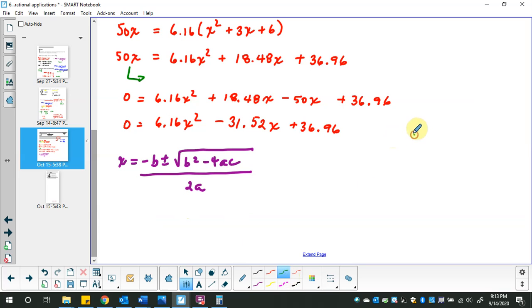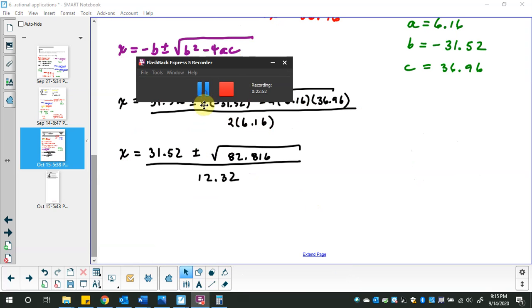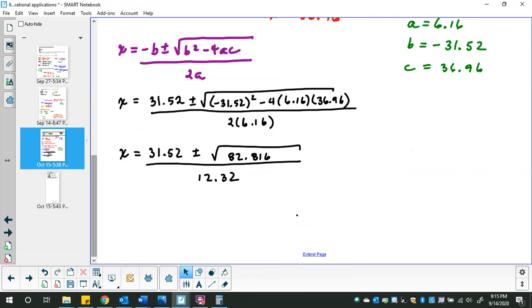I'm going to use A is 6.16, B negative 31.52, C is equal to 36.96, and because I'm going to be going back and forth between my calculator, I'm going to take a little break and do that while you're not witnessing this. I will come back and explain my work. Okay, so I think that's a safe place for me to come back.